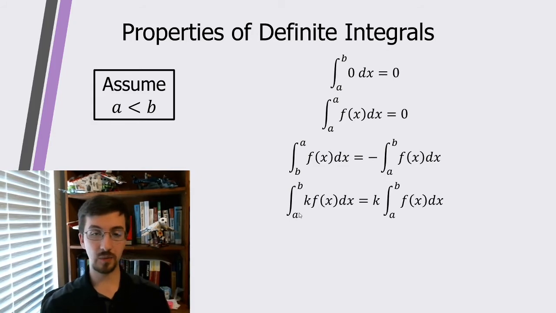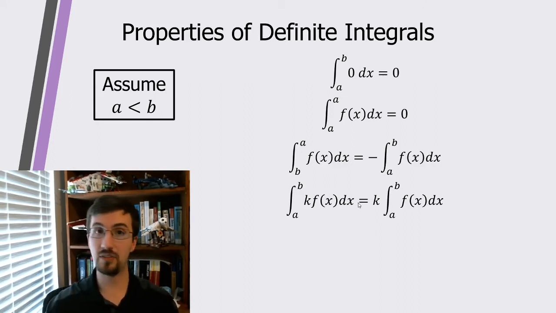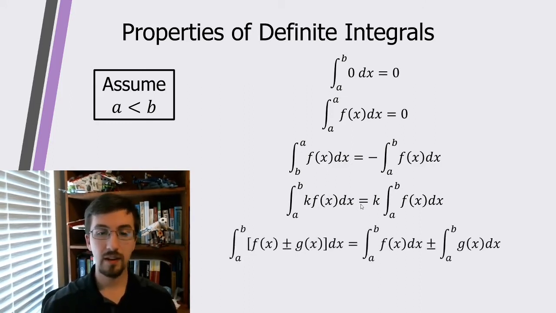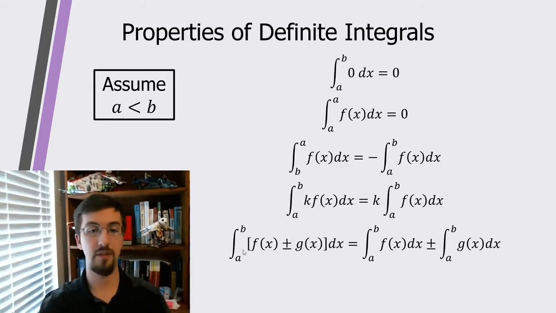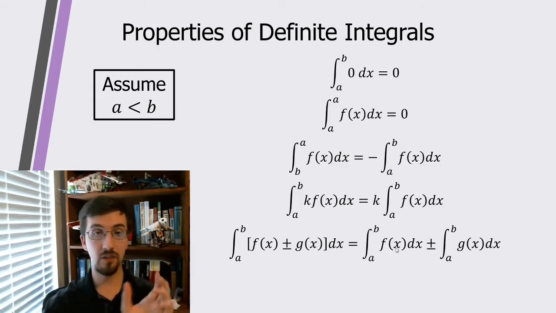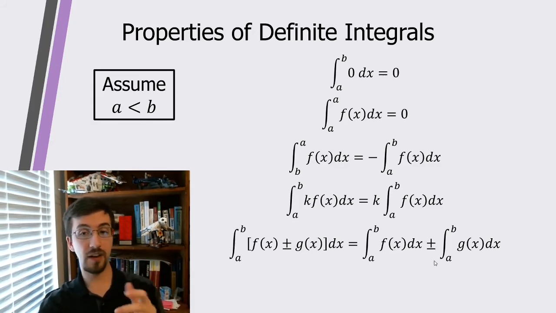This next one, integral from a to b of a constant times your function. Well, the constant can just come out front, and it's the constant times integral from a to b of f of x. So that constant can just kind of hang out just like it has been doing. Similarly, definite integrals over addition or subtraction, you can split it up. If you have integral from a to b of f plus or minus g, you can do integral from a to b of your function f plus or minus integral from a to b of your function g.